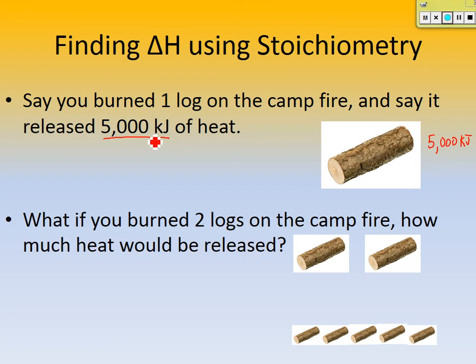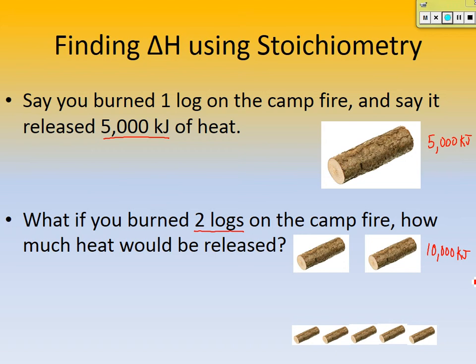Well, what if you burn 2 logs on the campfire and say they're the same size? If 1 log is releasing 5,000 kilojoules of heat, I want you to think about how much heat would be released if you burned 2 logs. Okay, so think about that for a second. I want you to come up with an answer. Again, if 1 log burned 5,000, how much is 2 logs going to release? So I hope that you're thinking to yourself, well, if 1 is 5,000, 2 is going to be twice that much, 10,000 kilojoules of heat. Okay, and that's exactly what happens. You burn 2 of them, it's going to release twice as much heat.